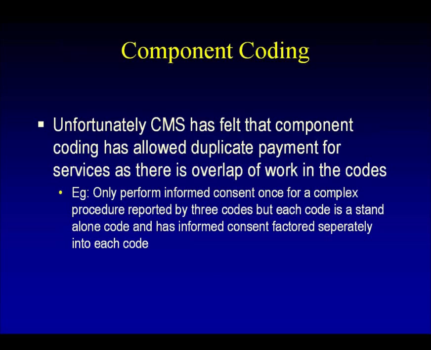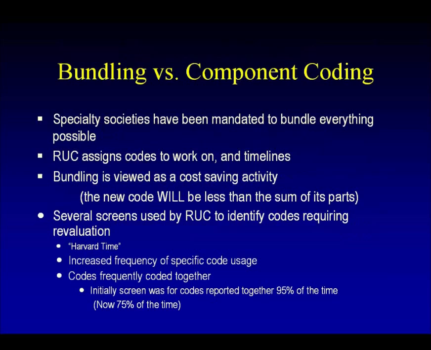So they have charged the specialty societies to bundle everything, which is the opposite of component coding. Everything gets bundled together. The RUC assigns the codes to work on and the timelines in which those need to be done, and the codes all have to be brought back. Remember, CMS views bundling as a cost-saving activity. So 1 and 1 and 1 do not equal 3. 1 and 1 and 1 may equal 1.2. And the RUC uses several screens to determine which of these codes are going to come back for evaluation.